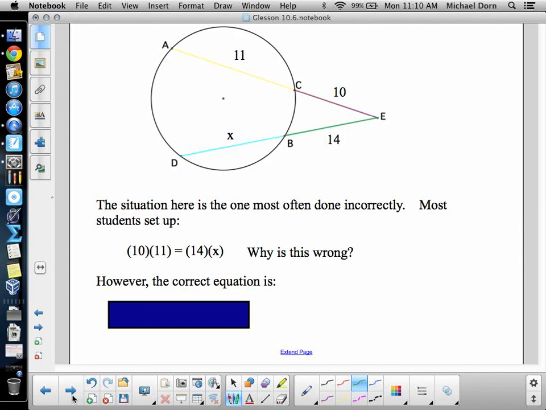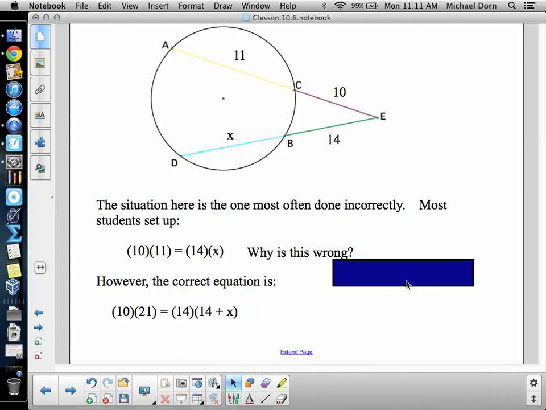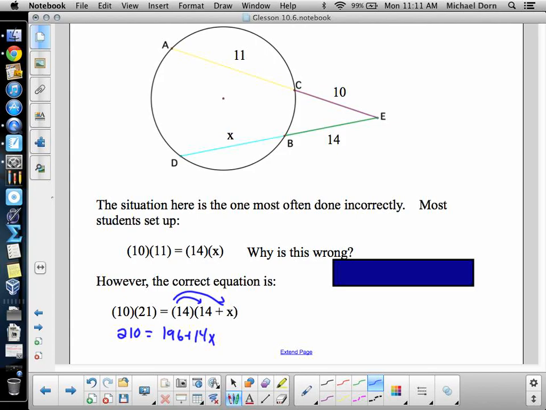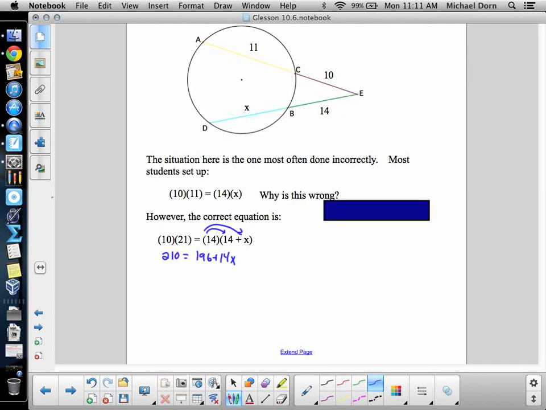It'd be 10 times what? 21 equals 14 times 14 plus x. Now, this one's actually a little easier. That's 210. And when I distribute here, it's 196 plus 14x. So I subtract the 196 from each side. There's no x squared this time. Much easier problem. 14 equals 14x. So x is 1. Obviously not drawn to scale.